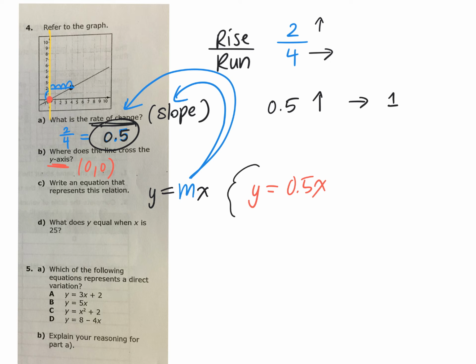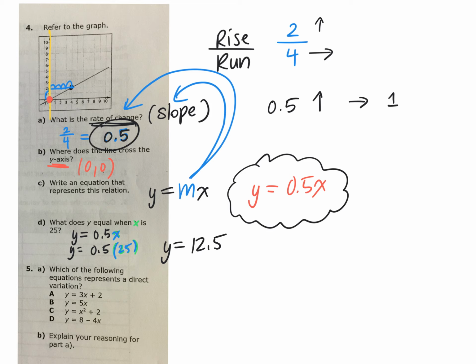Okay, so now that you have the equation, let's answer D. Okay, so we know the equation is y equals 0.5x. Now they're saying if x is 25, how would I calculate y? I would do y equals 0.5 times 25, right? Multiply it by 25, because this means 0.5 times x. So what's the answer? What's y equal to? What's 0.5 times 25? What do you get? 12.5. Does that make sense? You can use the equation to fill in and answer questions.